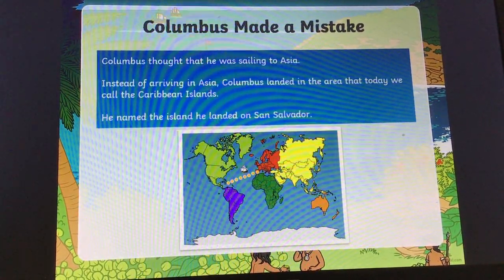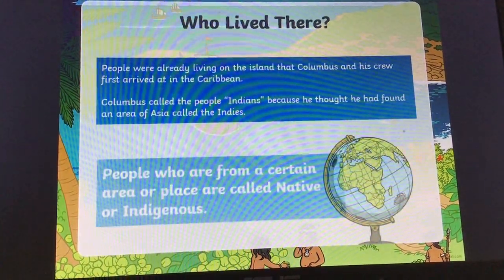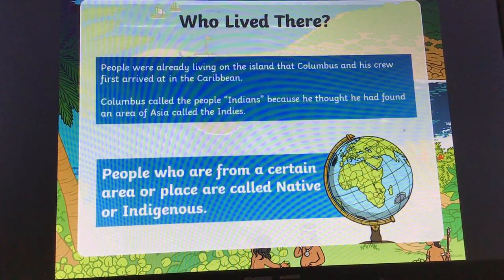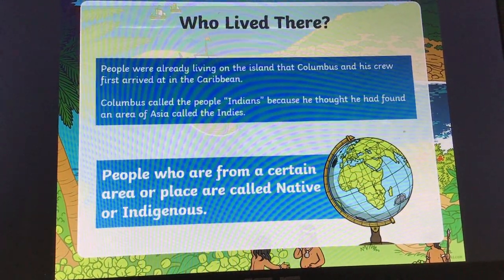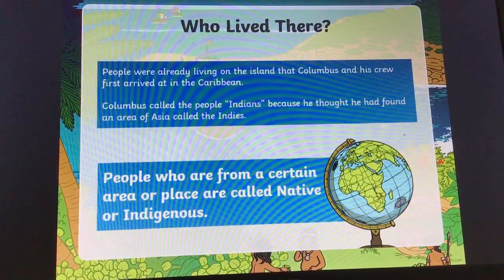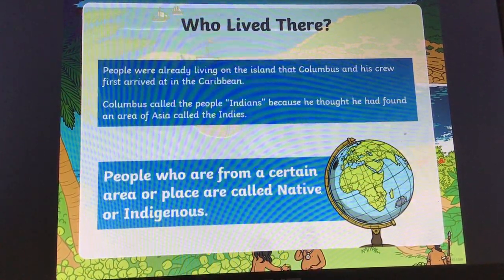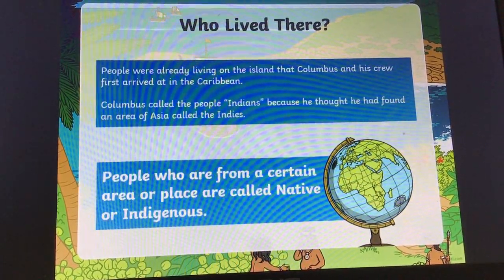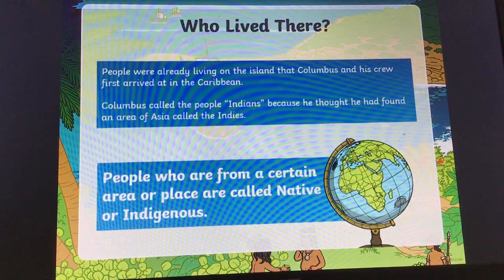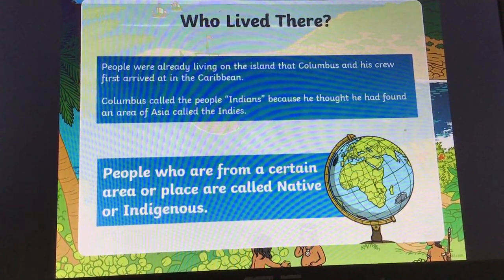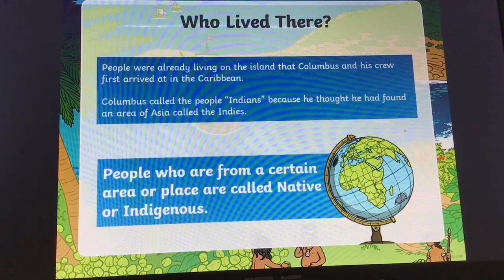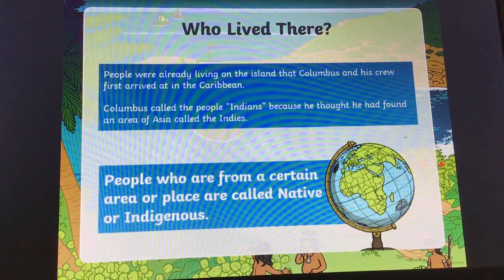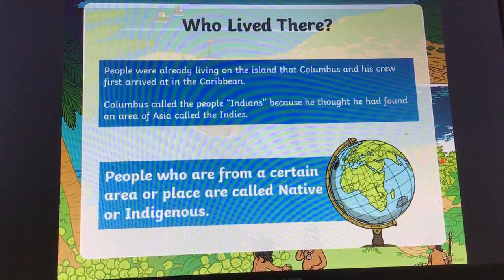He named the island he landed on San Salvador. People were already living on the island that Columbus and his crew had first arrived at in the Caribbean. Columbus called the people Indians because he thought he had found an area of Asia called the Indies. Okay, so he thinks he's in Asia and he's not in Asia. We know that because of all of our continent work we did before the holidays. People who are from a certain area or place are called native or indigenous. So when he arrived there were already people who were natives and indigenous because they were already living there. It was their land.